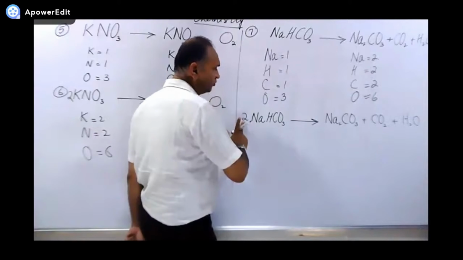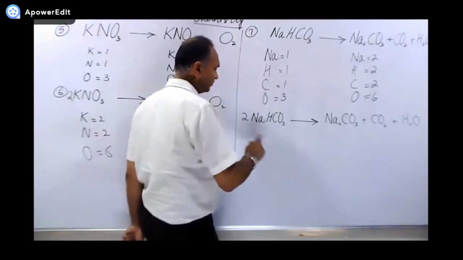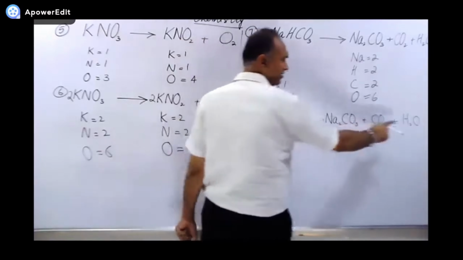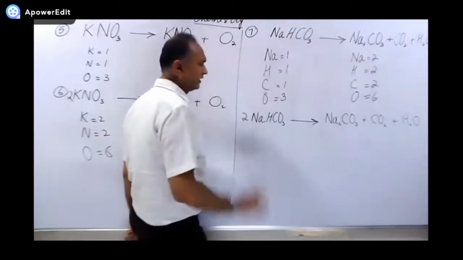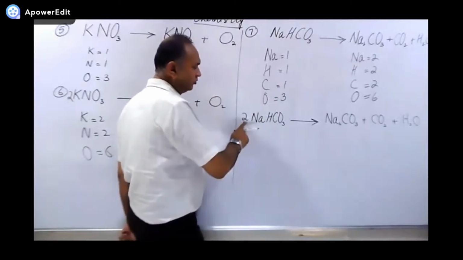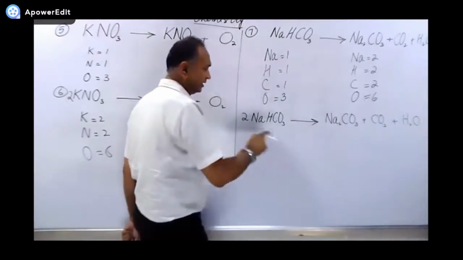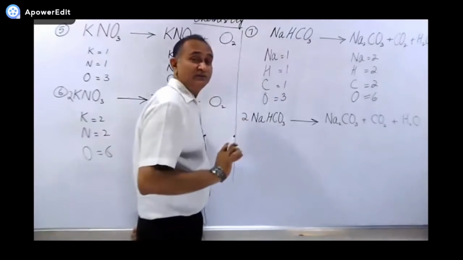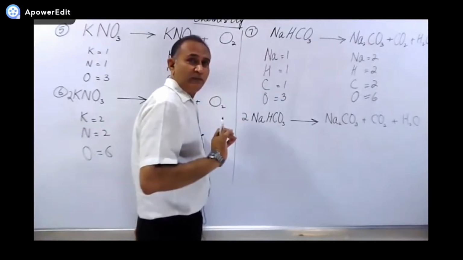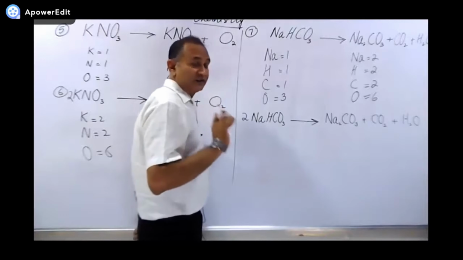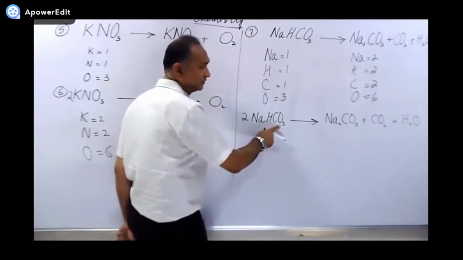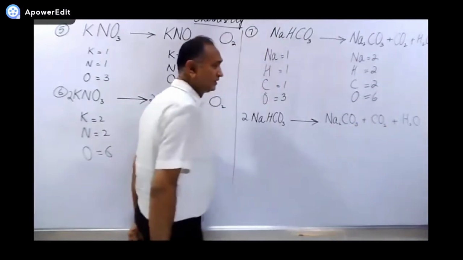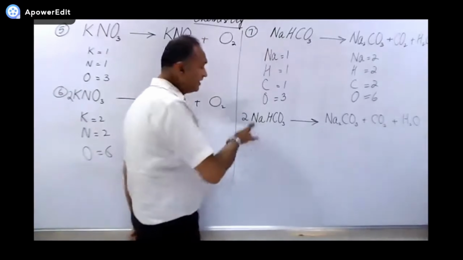Now after writing this two, what is the current situation? How many hydrogens? Two hydrogens. So luckily hydrogen is also balanced by writing this two sodium. Two hydrogen, two hydrogen. This is pure chemistry, mathematical chemistry. You have to put in a lot of effort. Anyway, two carbons, one and one, two carbons. Carbon is also balanced by writing this two.